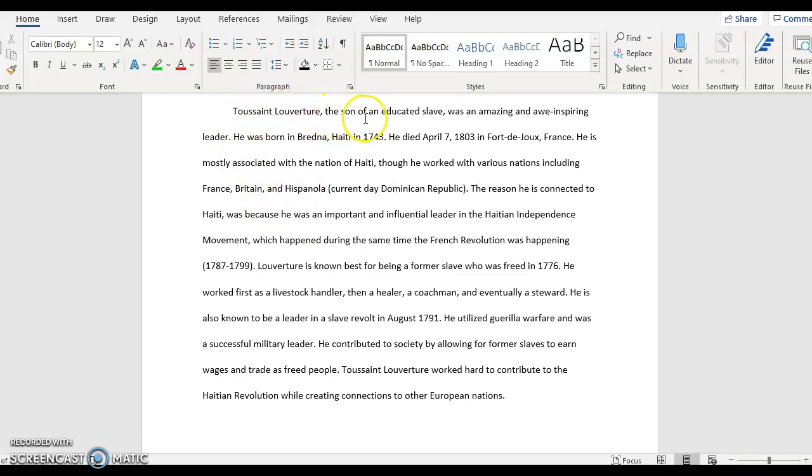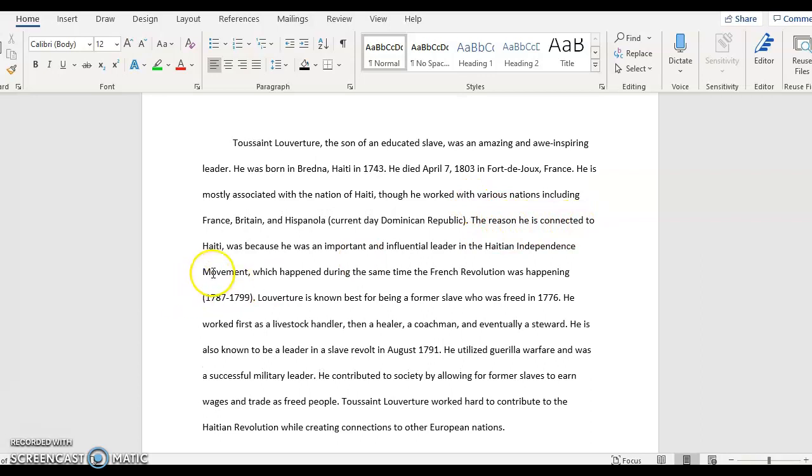Toussaint Louverture, the son of an educated slave, was an amazing and awe-inspiring leader. He was born in Bredna, Haiti in 1743. He died April 7th, 1803 in Fort du Déjou, France. He is mostly associated with the nation of Haiti, though he worked with various nations, including France, Britain, and Hispaniola, current-day Dominican Republic. The reason he is connected to Haiti was because he was an important and influential leader in the Haitian independence movement, which happened during the same time the French Revolution was happening.